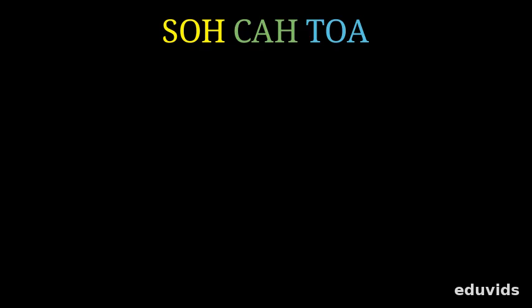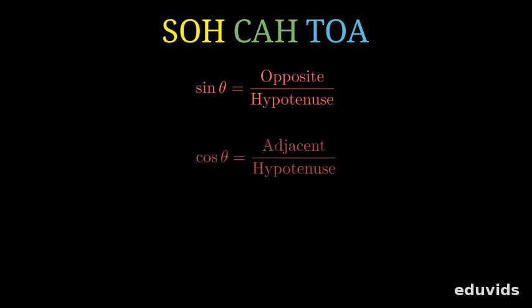Now for the magic mnemonic, SOH CAH TOA. It's your key to remembering the three core trigonometric ratios. SOH means sine of theta equals opposite over hypotenuse. CAH tells us cosine of theta is adjacent over hypotenuse. And TOA means tangent of theta is opposite over adjacent.